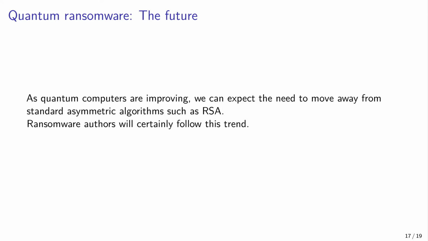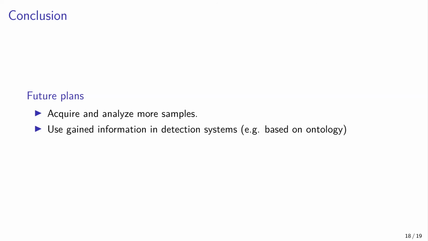In conclusion, we still continue analyzing more samples, and we want to expand our database of analyzed samples. Information we have extracted can be used, for example, in detection systems. For example, at our institute, we have a group of researchers focused on detection of malware using ontologies.